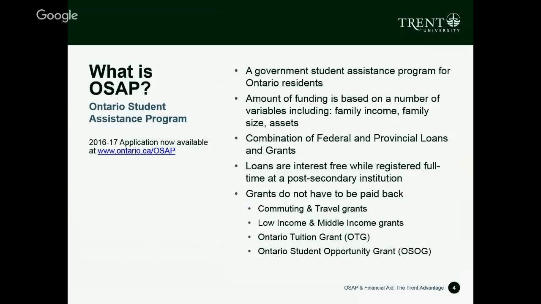So the grant money of the OSAP is the free money. So the grant portion, students aren't paying that back. And there's a number of different grants available for students. There's commuting and travel grants, low and middle income grants, the Ontario Tuition Grant, which is 30% off Ontario tuition. A lot of students might have heard about that. There's also the Ontario Student Opportunity Grant, which is a debt forgiveness program that students are automatically applying to when they apply to OSAP.